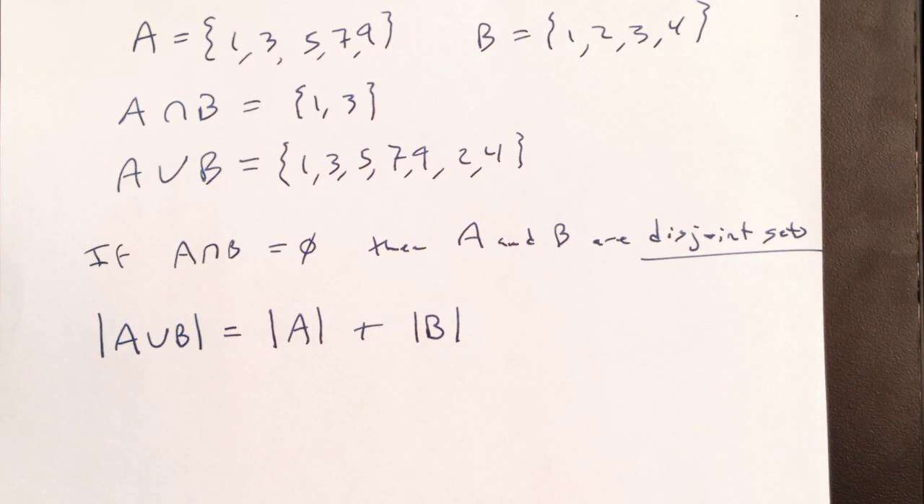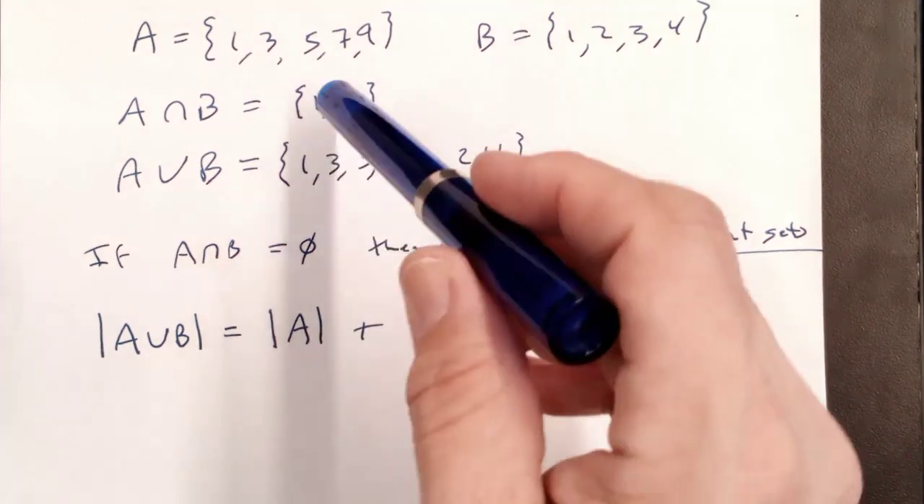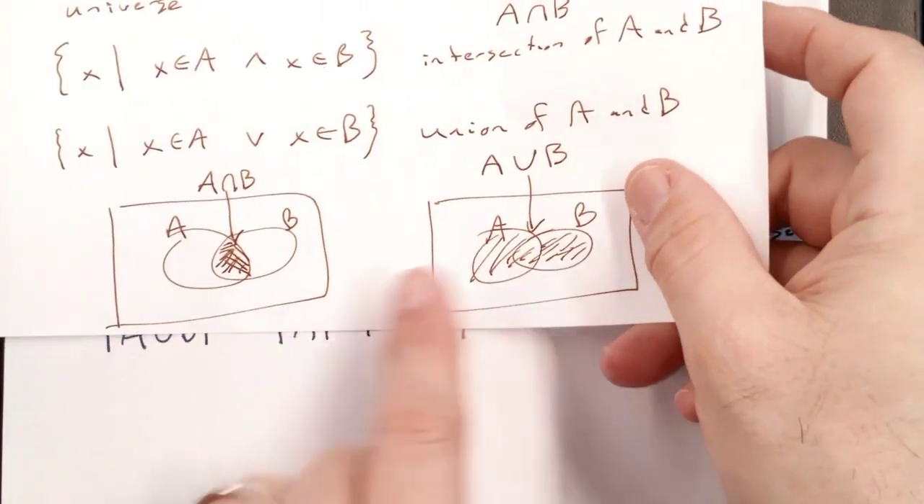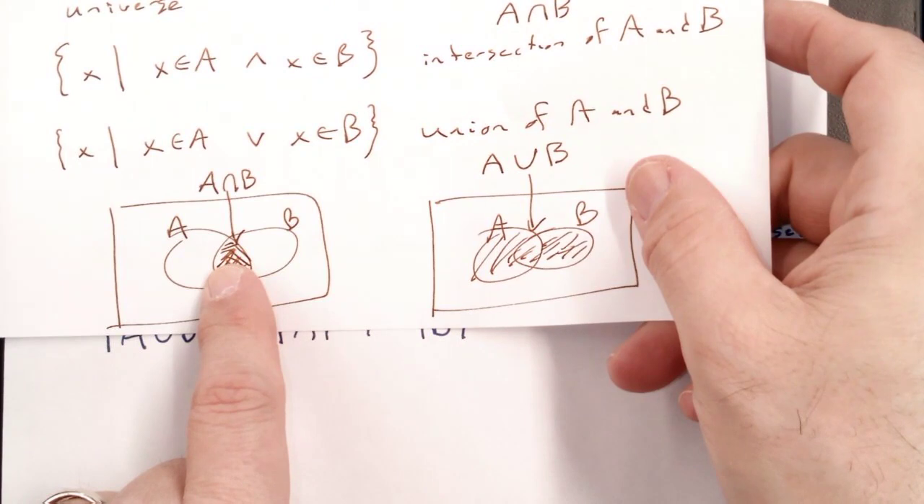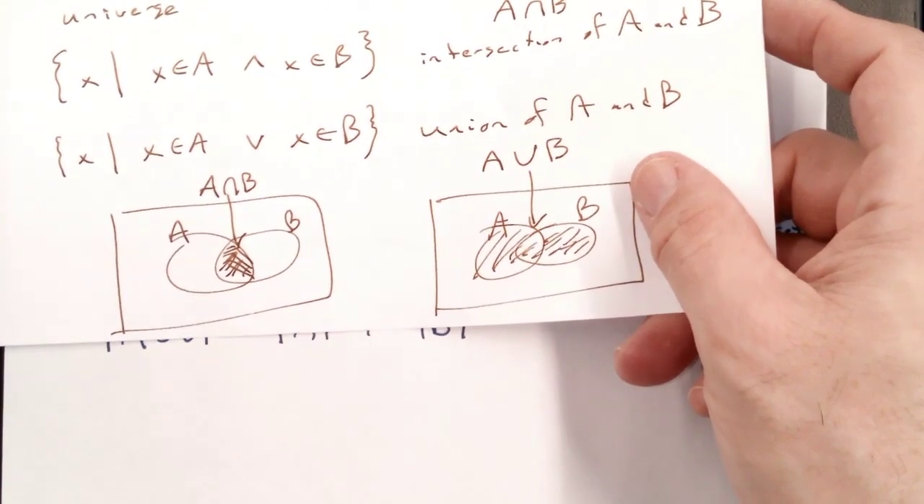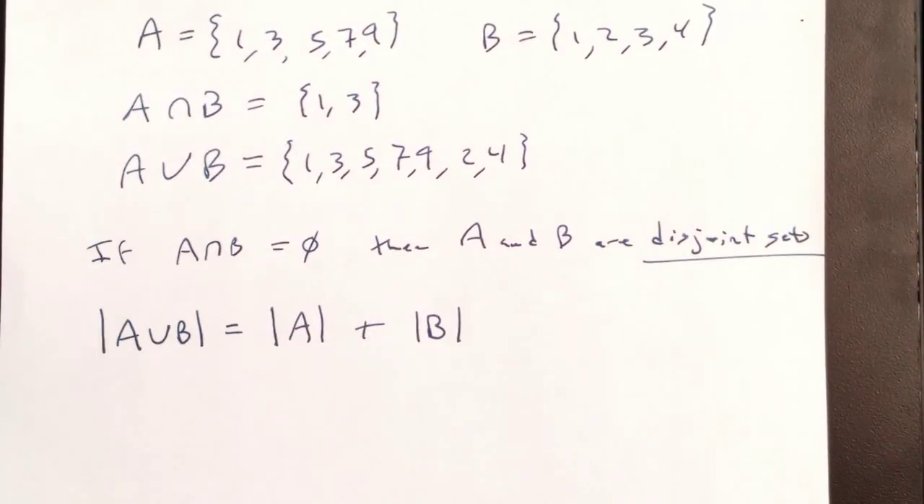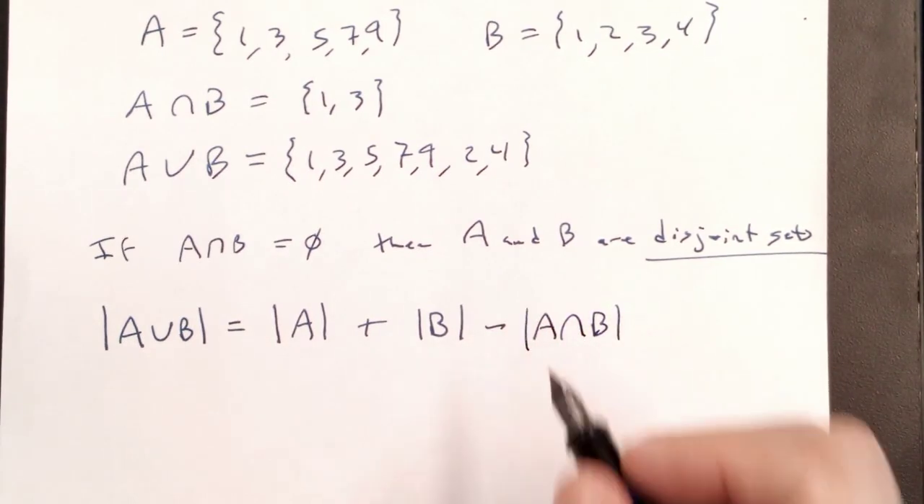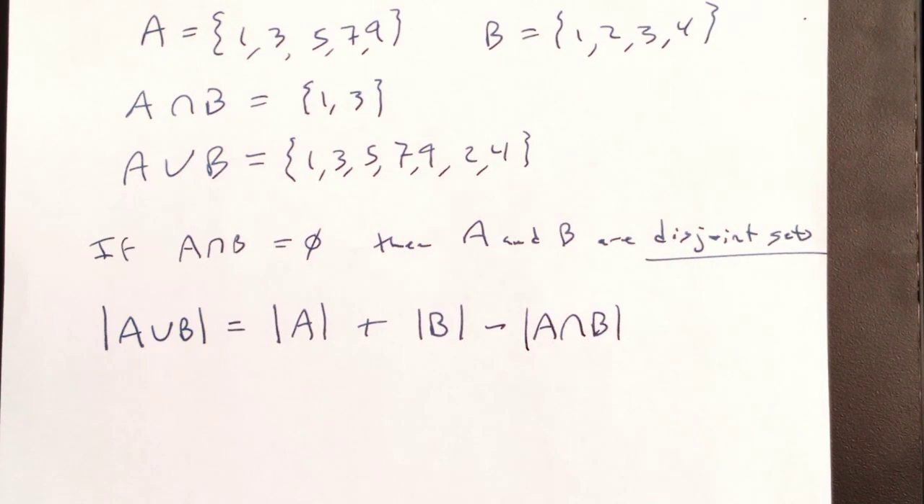I have repetition. 1 and 3 are repeated, because they're in the intersection. They got counted when I counted set A. They got counted again when I counted set B. Visually, I can say, oh, I counted this bit twice. Well, if you count it twice, but you only wanted to count it once, you should subtract it off to remove that double counting. You included it twice, that means you need to exclude it once. This is called the principle of inclusion and exclusion.